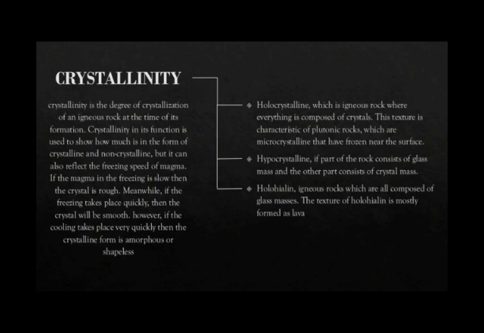First, holocrystalline, which is igneous rock that is entirely composed of crystals. This texture is characteristic of plutonic rocks, which are microcrystalline that have frozen near the surface. Next, hypocrystalline. It is rock where part consists of glass mass and the other part consists of crystal mass. Then, holohyaline is an igneous rock composed entirely of glass mass. The texture of holohyaline is mostly formed as lava.